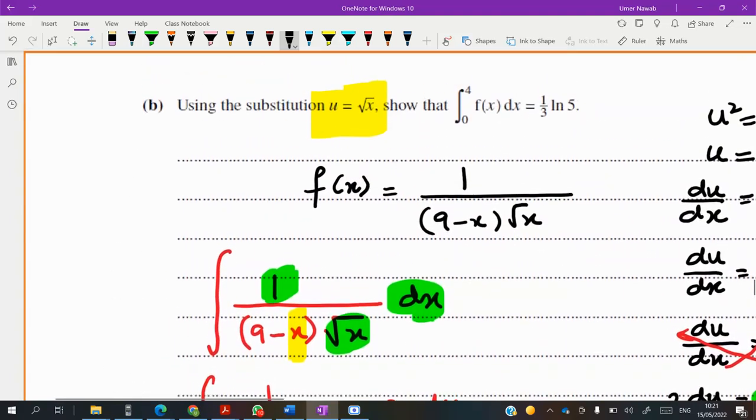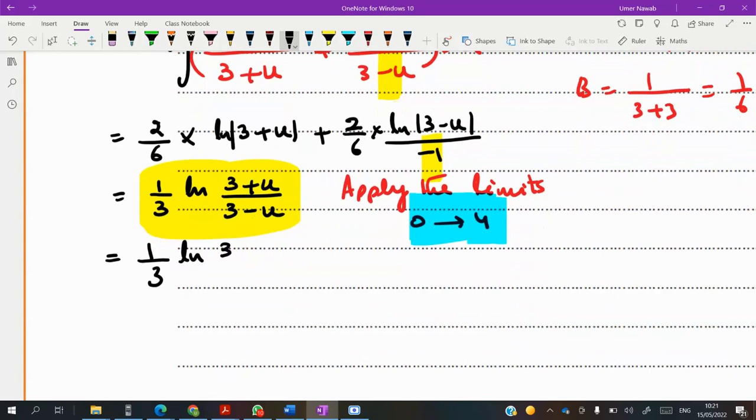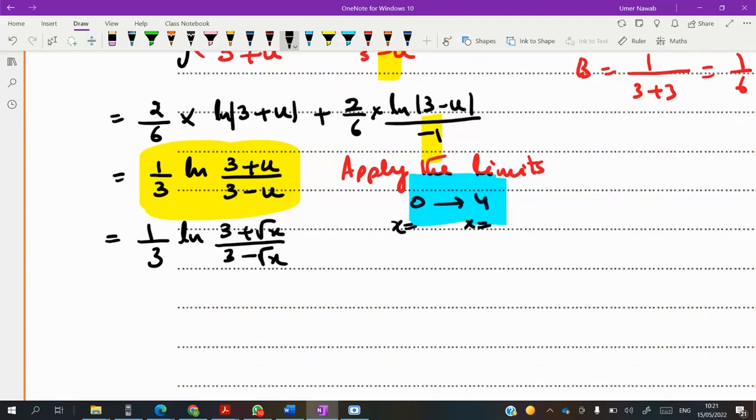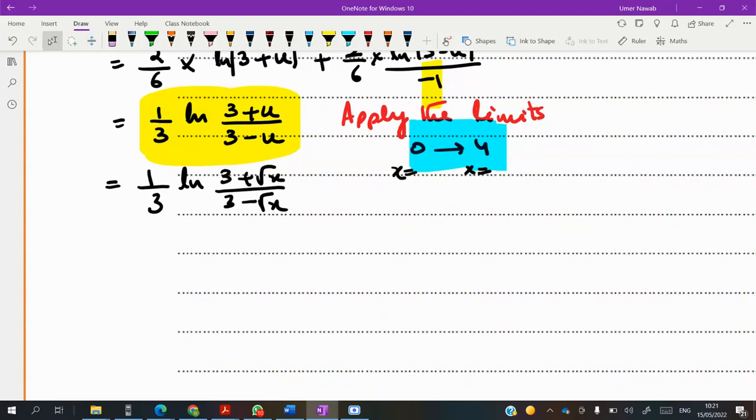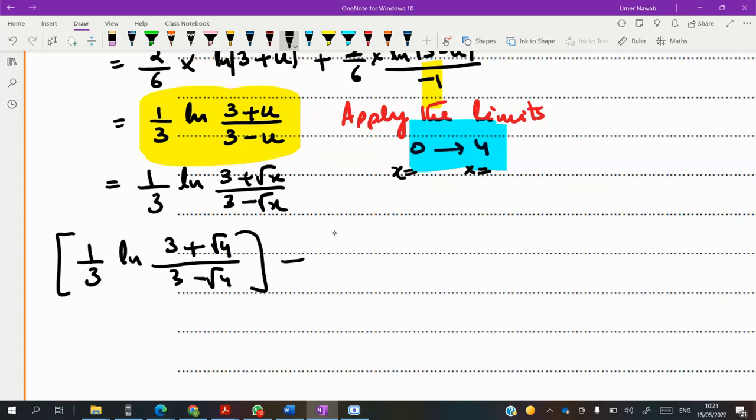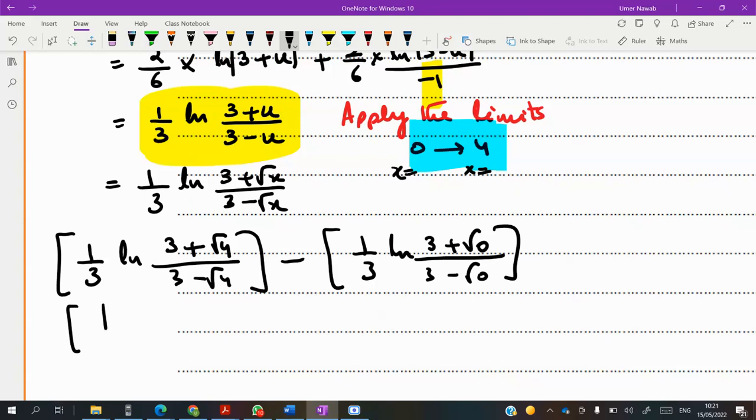So 3 plus square root of x over 3 minus square root of x. Thank God, now it's all fine because these limits are for x, so I need an expression which contains x. Apply the upper limit: 1 over 3 ln of 3 plus square root of 4 over 3 minus square root of 4. This is your upper limit minus lower limit: 1 over 3 ln of 3 plus square root of 0 over 3 minus square root of 0. It gives me 1 over 3 ln of, this is 5, and this is 1.